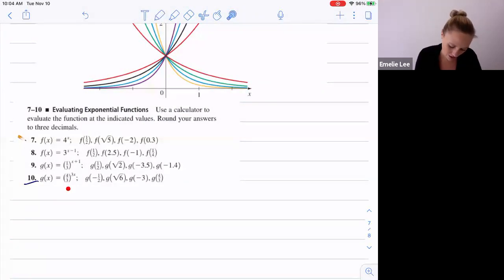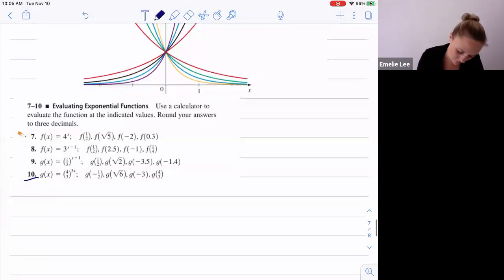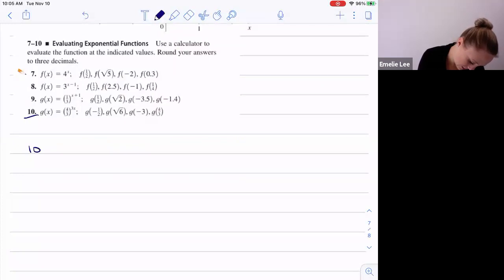Okay. 4 over 3 is my base, right? And my power is 3x. Okay. So what I want to find, so g of x is 4 over 3 to the power of 3x. So now wherever I see an x, I want to replace it with negative 1/2, right? And then root 6, and then negative 3, and then g of 4 over 3, just so I can work on my calculator and make sure that you get the same values that I do.